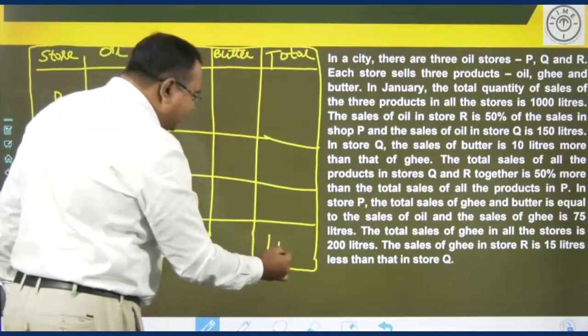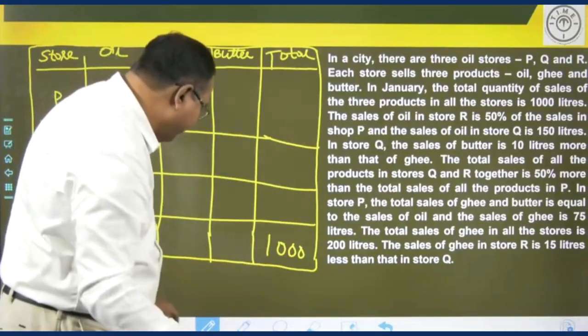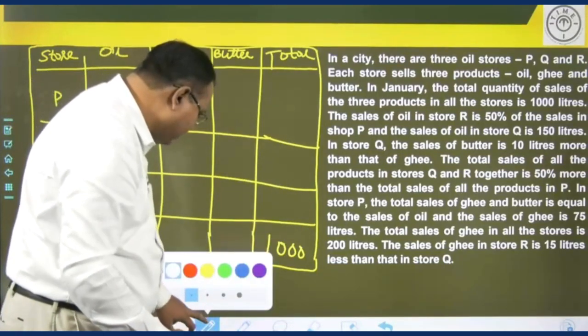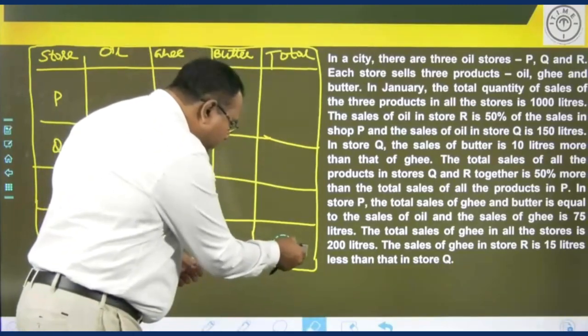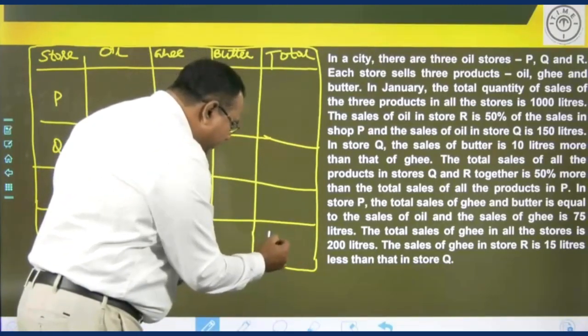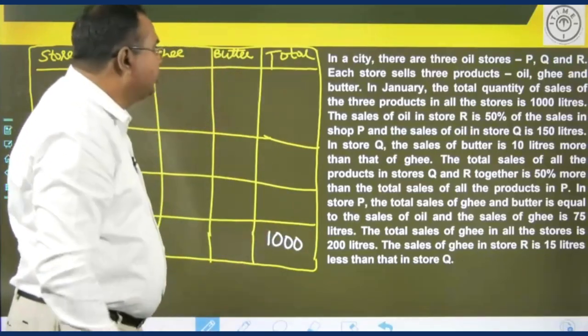Total sales is given as 1000 liters. So, I am writing 1000 here, right? Otherwise, I will fill with white thing. Let me erase this so that it will be clearly visible. 1000. Total sales is 1000 liters.